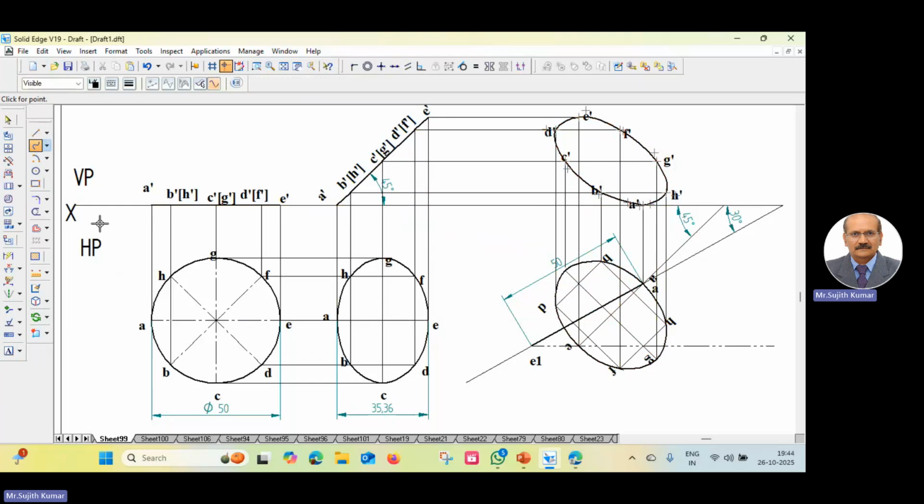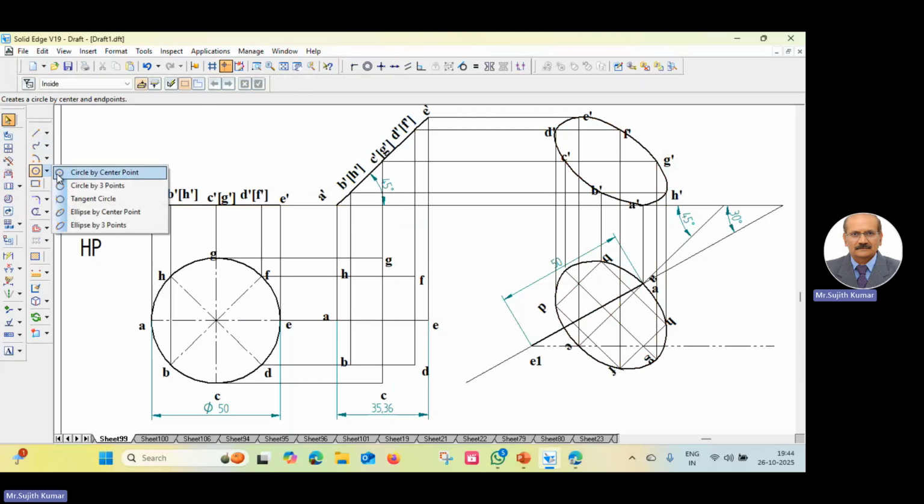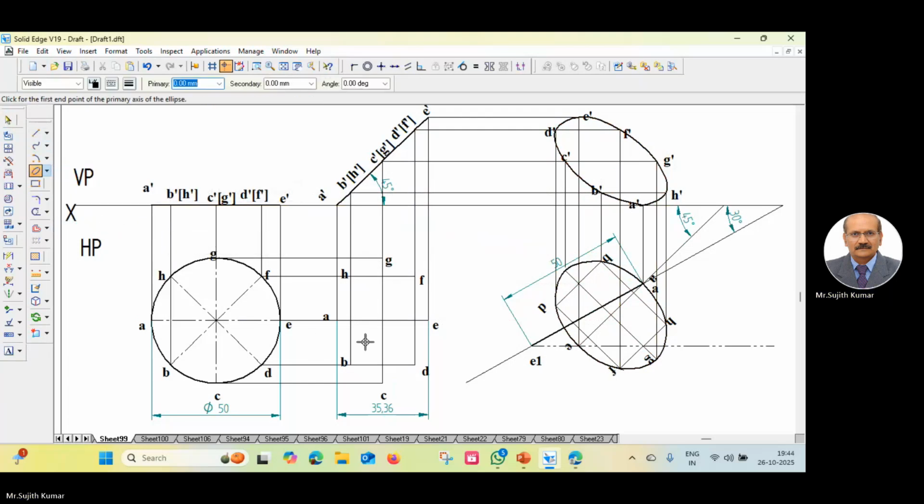So here in the second top view, we'll write in the second top view. Suppose if we are facing problem with the curve command, I can use one more command that's called ellipse by center point, ellipse by 3 points. Okay, we'll go to ellipse by 3 points. A is the first point, E is the second point, C is the third point. Like this also you can do it. Okay.